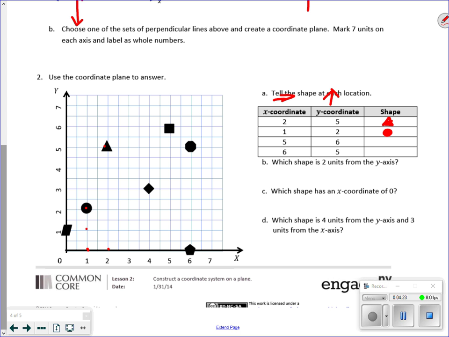What is that? 5, 6. 5, 6. Lee. The square is to the right 5, up 6, and it is the square. What is that? 6, 5. 6, 5. What's it? 6, 5. Logan. The octagon.